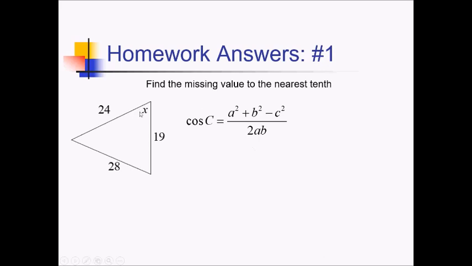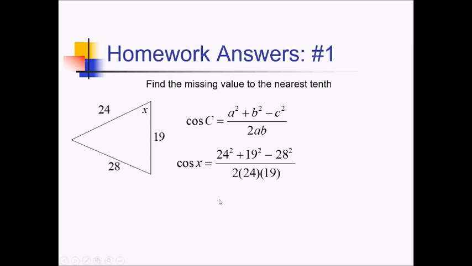So we have cosine of x, and then the c value in this case, it's always across from the angle that you want. So if this is the angle you want, then your c value is this 28 across from it. So then a and b are the legs of that angle. We've got 24 squared plus 19 squared, and then we subtract 28 squared. And this is all going to be over 2 times 24 times 19.